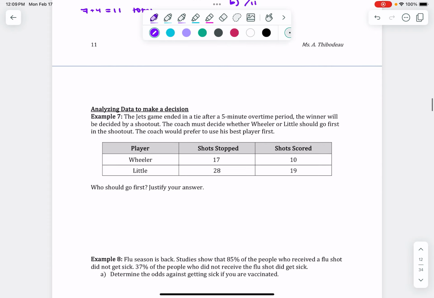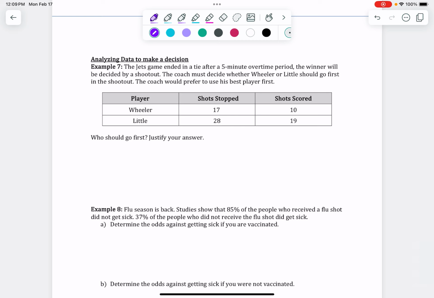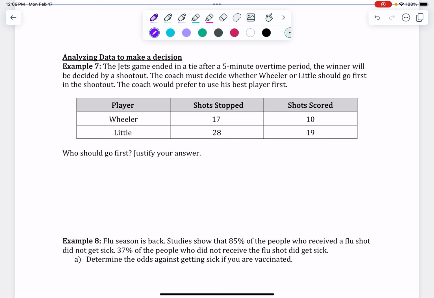Okay, last page. Now let's talk about analyzing data so that we can make a decision. Oftentimes, odds and probabilities are provided to us so that we can make a decision. Realistically, when we look at odds or probabilities to make a decision, maybe we're comparing two individuals. In this first example, the Jets coach needs to decide whether Wheeler or Little should go first in the shootout, and they want to choose the player who has the best chance of scoring.